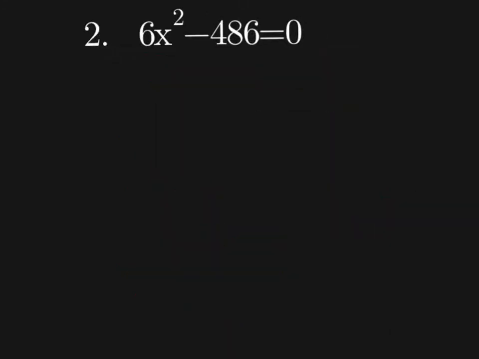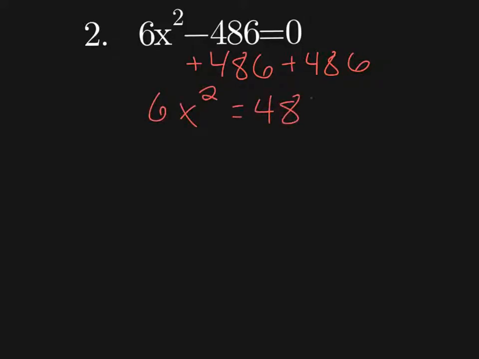Last problem here today. Again, notice how there's no middle term. This isn't a trinomial. There's just one variable. So we're just going to go ahead and solve for x, like we do any equation. We're going to add 486 to both sides. And then we're going to go ahead and divide by 6, since it says 6 times x squared. 486 divided by 6 is 81.